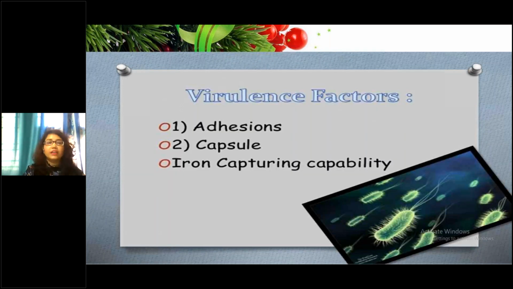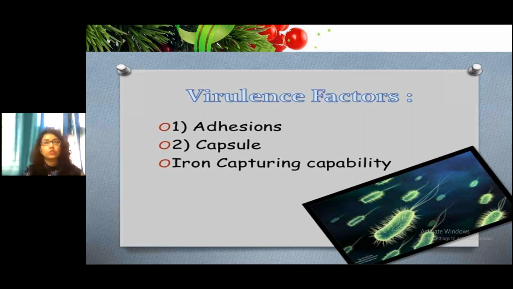And as we saw in the video, there can be different virulence factors also. As you might remember, there were the pili, short hair-like structures which are responsible for adherence or adhesion to the surface. Then there is the polysaccharide capsule, and as you saw in the video, there can be siderophores that have iron capturing ability. So these are all responsible for the virulence of Klebsiella.